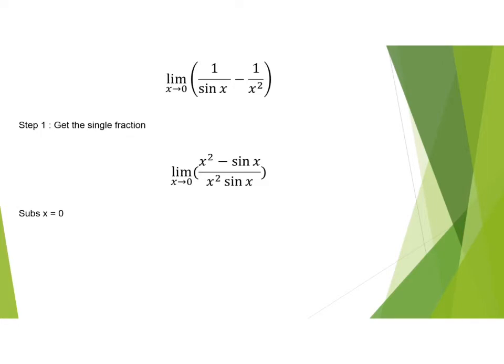After that, we need to substitute the value of x with 0, and I will get the limit as x approaches 0 of 0 squared minus sin 0 over 0 squared sin 0, and the answer is 0 over 0. It is still an indeterminate form. So what we need to do next is differentiate this equation.